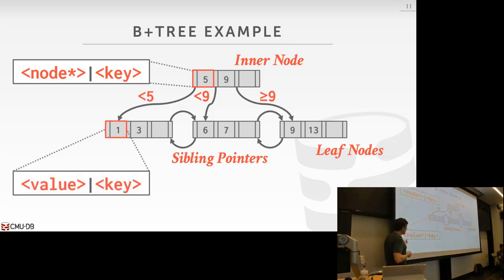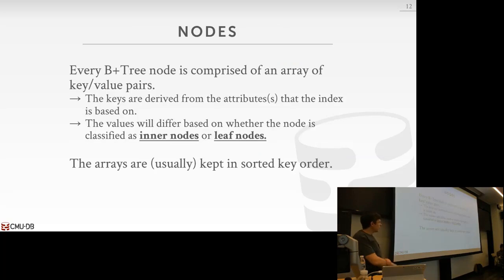In the leaf nodes, the key value pairs have the key, the same way they are up above in the inner nodes, but then the value can differ. We'll see this in a second. It could either be a record ID to a tuple, or it could be the actual tuple itself. It doesn't matter. It's just that the inner nodes have pointers. The leaf nodes have data.